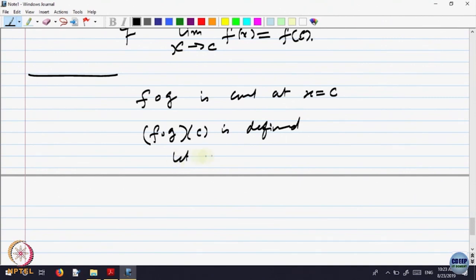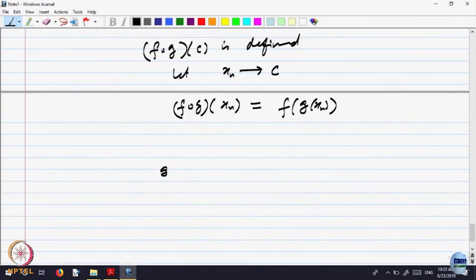To show continuity, let xn converge to c. We want to analyze f composite g of xn, right? What is that equal to by definition? It is f of g of xn, right? And where is xn converging? To c. But I should have g of xn converging somewhere, otherwise I can't say anything. So the condition is, if f composite g is defined and g is continuous at c, and f is continuous at the g of xn's, then this will converge to f composite g of c.